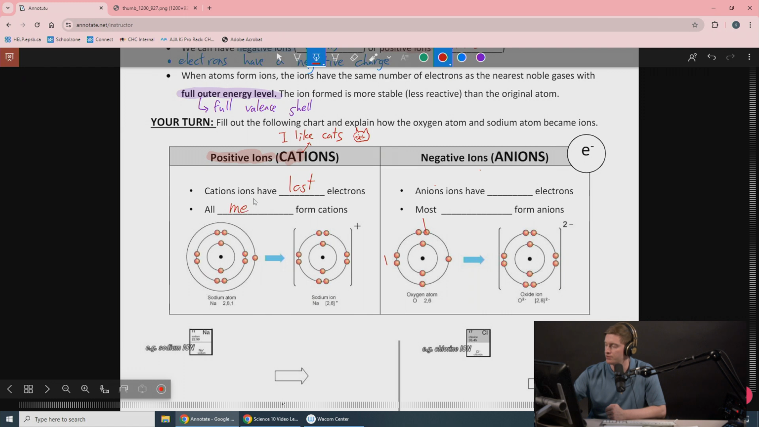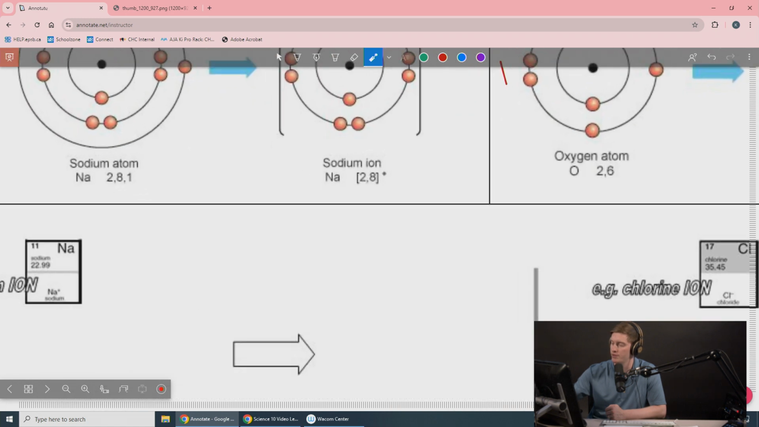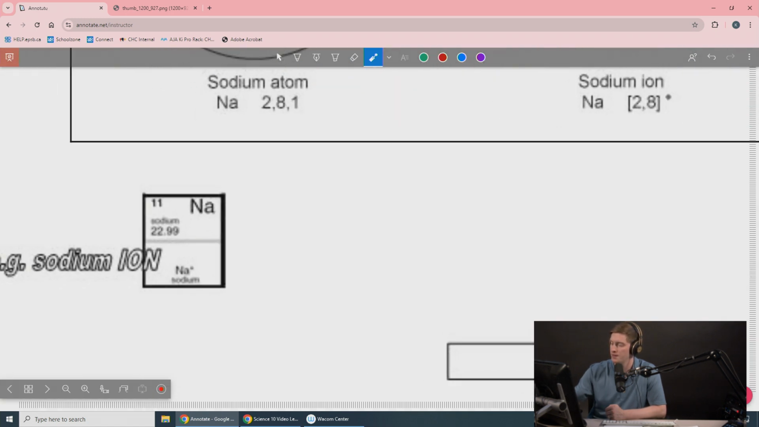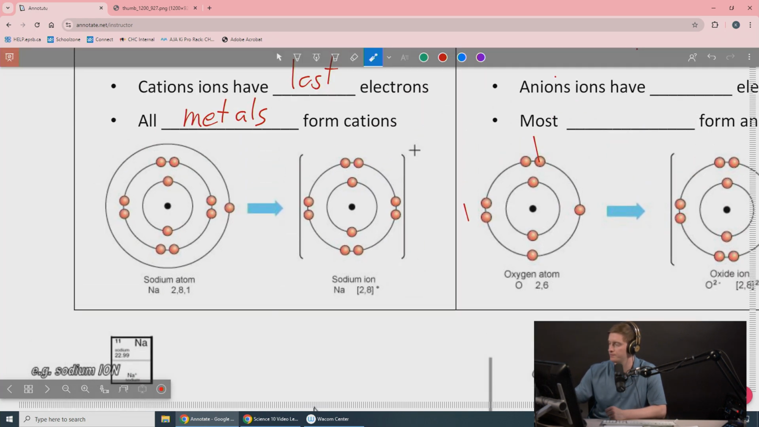All metals form cations. If you've been looking at your periodic table, you'll see that a lot of them have, and I'm going to zoom in on this sodium one here, a little positive charge underneath. That's very blurry, but it says Na+, and if you have your table in front of you, you'll see that this is a metal, and it's a cation. It's got that positive charge.